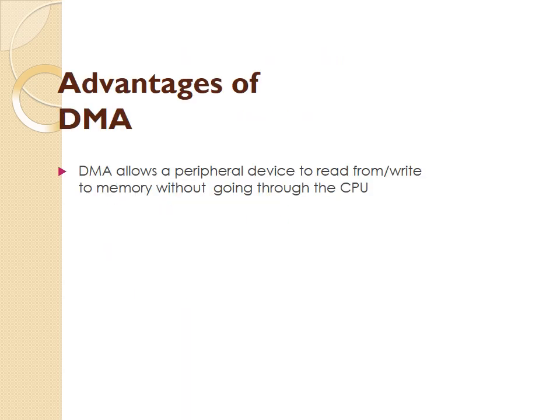Let's see what the advantages of DMA are. A peripheral device can read or write to memory without going through the CPU. Without the need of the CPU, we can do block data transfer to the particular IO devices. These are the advantages of DMA. The next one is that the processor can be working on something else while the peripherals are populating memory.